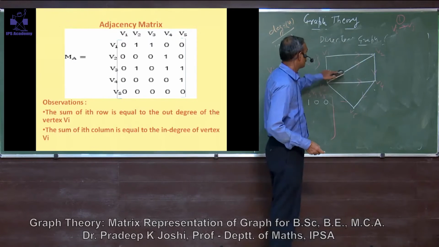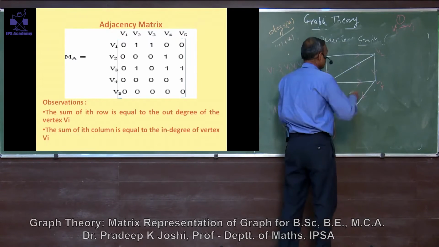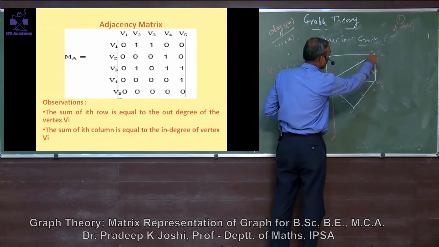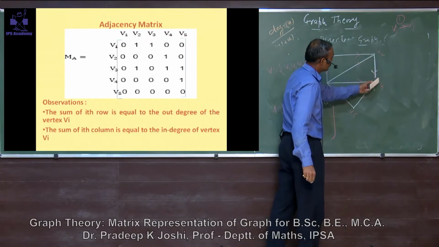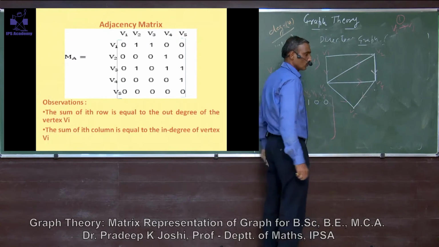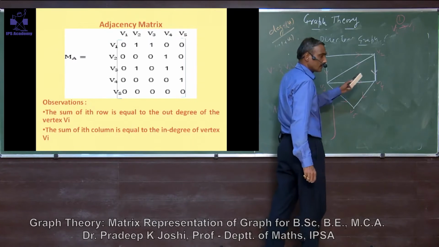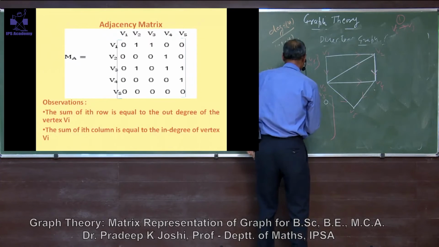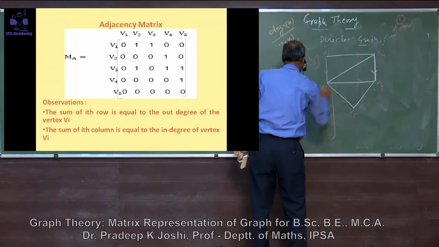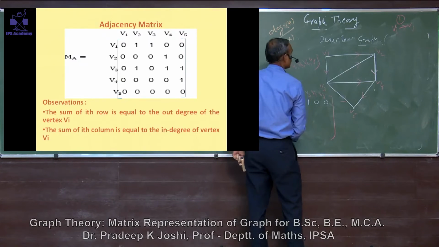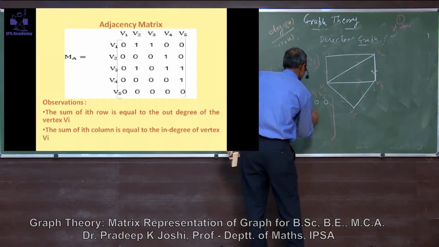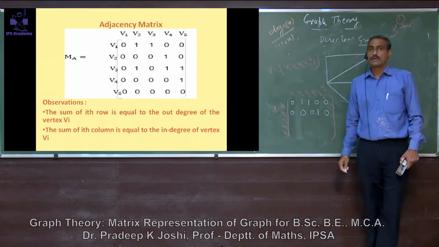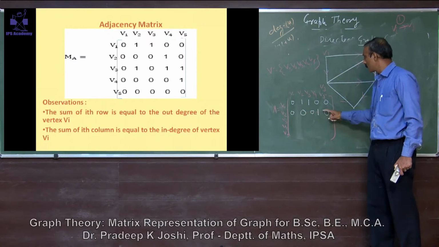Now V2 has only one direction, V2 to V4 here. V2 to V1 is 0, V2 to V2 is 0, V2 to V3 is 0, V2 to V4 is 1 and V2 to V5 is 0. The row will be 0 0 0 1 0.